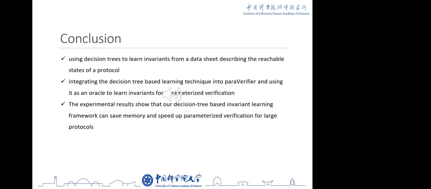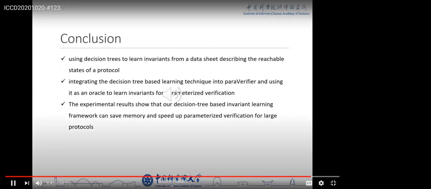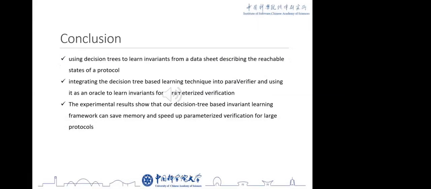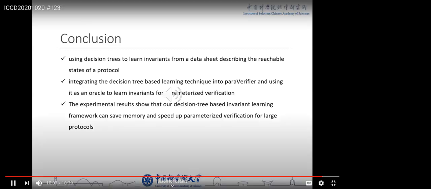The last slide is our conclusion. We use decision trees to learn invariants from a datasheet describing the reachable states of a protocol. We apply the learned invariants to accelerate parameterized verification. We integrate the decision tree-based learning technique into the Parade verifier and use it as an oracle to learn invariants for parameterized verification. The experiments show that our decision tree-based invariant learning framework can save memory and speed up parameterized verification for large protocols.